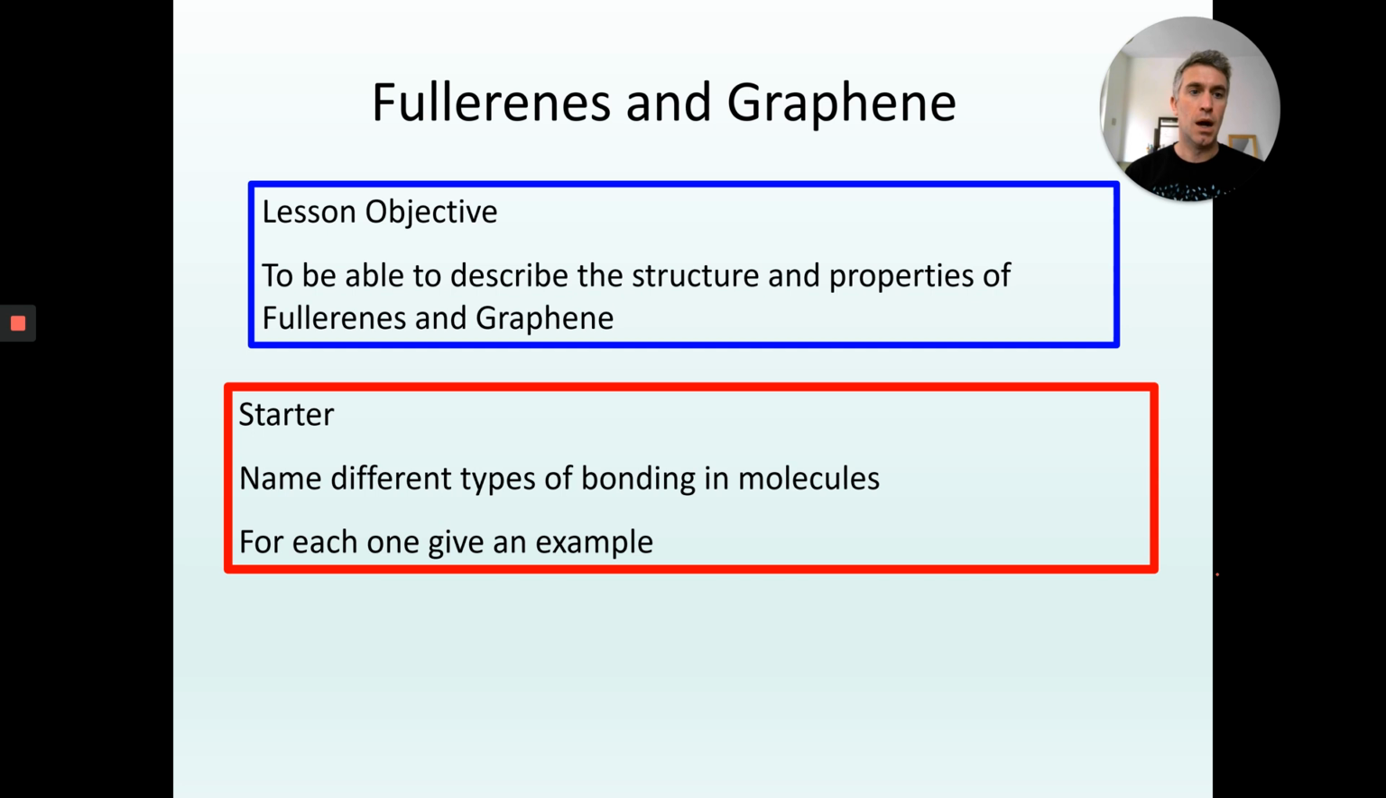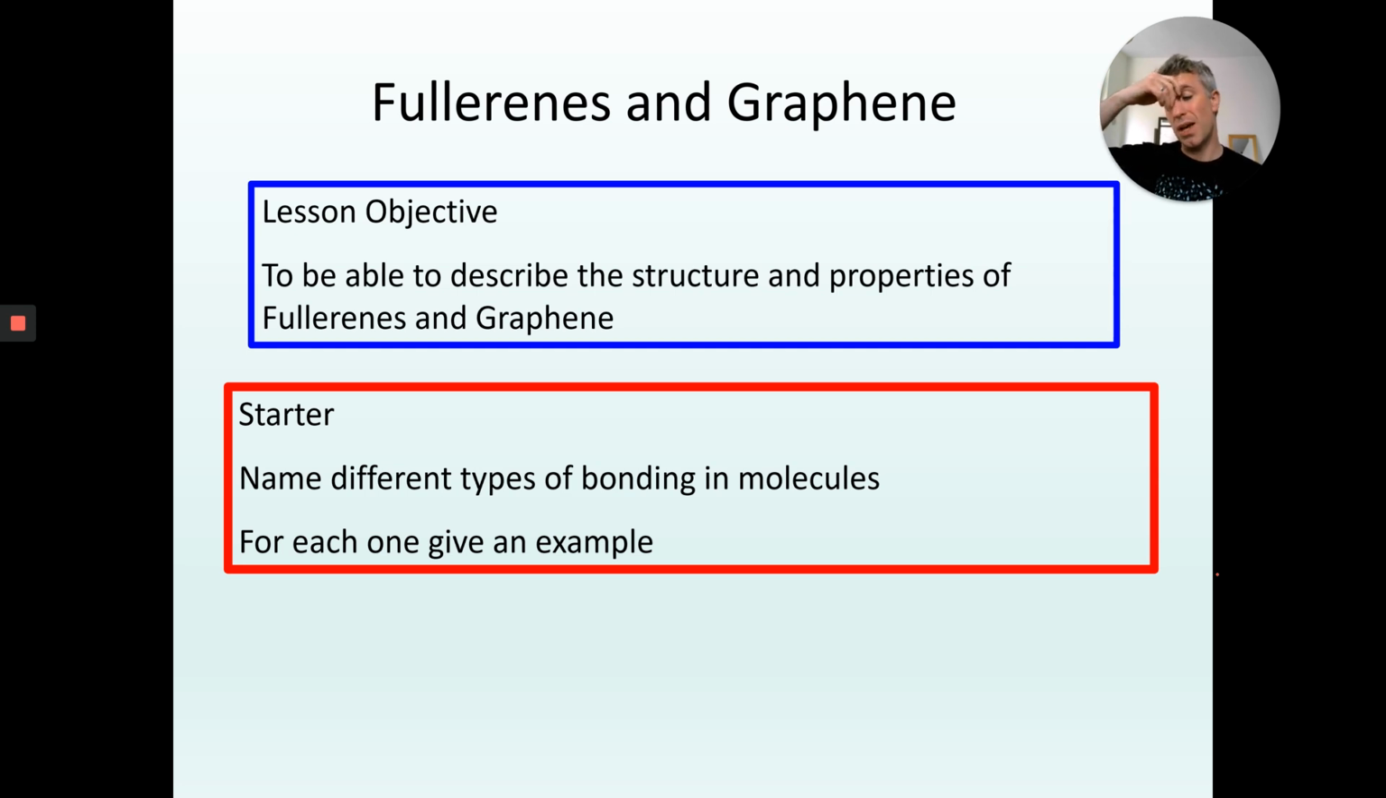We are going to be learning about fullerenes and graphene. I believe Mr. Hab has been setting you lessons until now. You have me for a period of time. You're going to be able to describe the structure and properties of fullerenes and graphene by the end of today's lesson. There's also a worksheet for you to do.